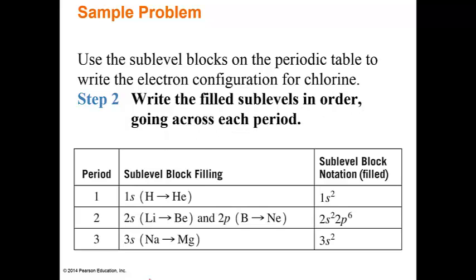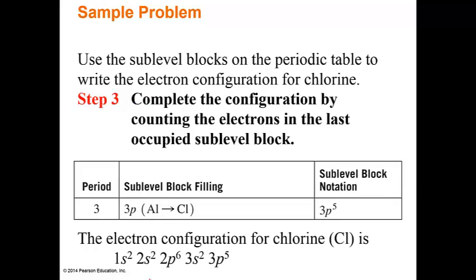So we know that period 1 is 1s, and that's hydrogen to helium. Okay, period 2 is lithium to beryllium, and boron to neon. So that gives us our 2s2 and 2p6, and then finally we have our 3s sublevel, which is sodium to magnesium, which is our 3s2.